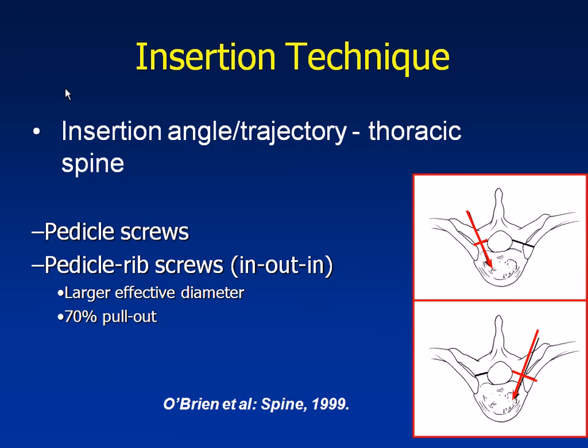But for the thoracic spine, again, the insertion angle, especially medialization, may be important. And this can be provided only if we use the pedicle rib screw technique, which is also called the in-out-in technique. In this way, we can medialize the pedicle screw, and we can also use larger screws, as we will have a larger effective diameter when compared to pedicle screws placed through the pedicle.